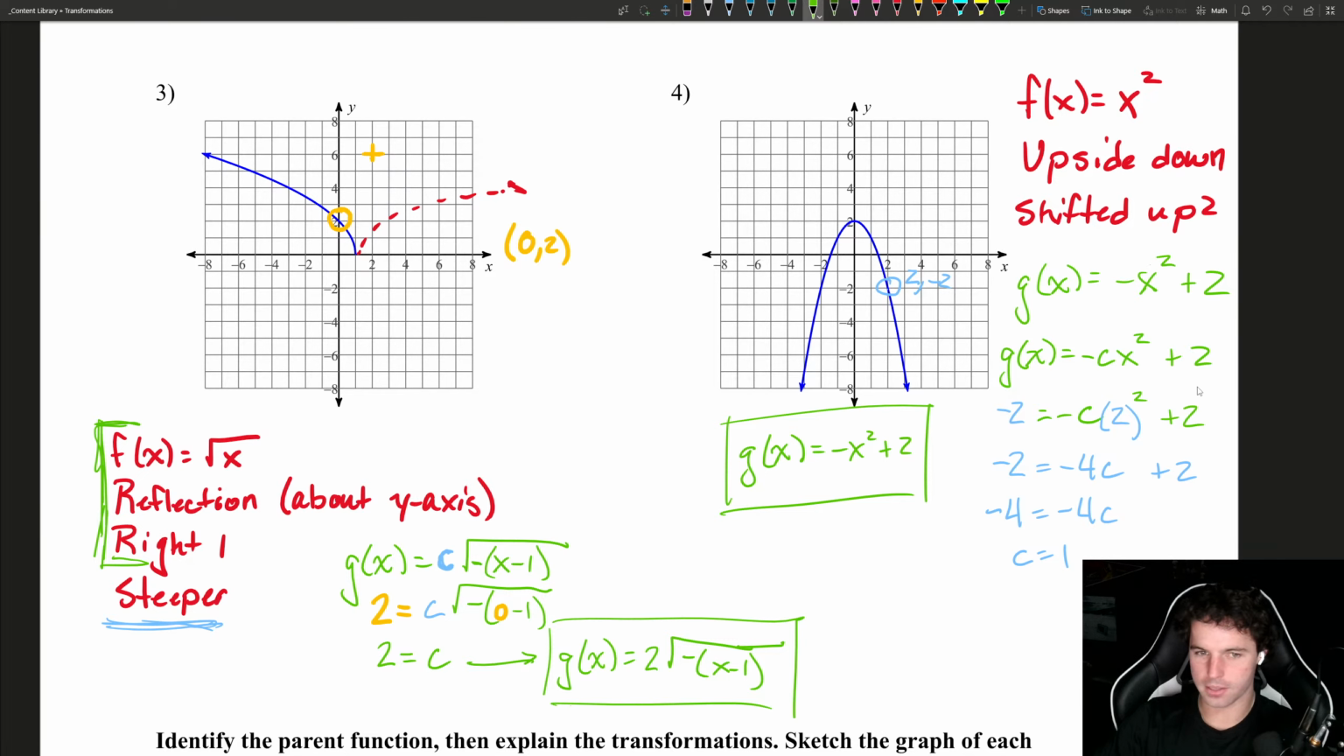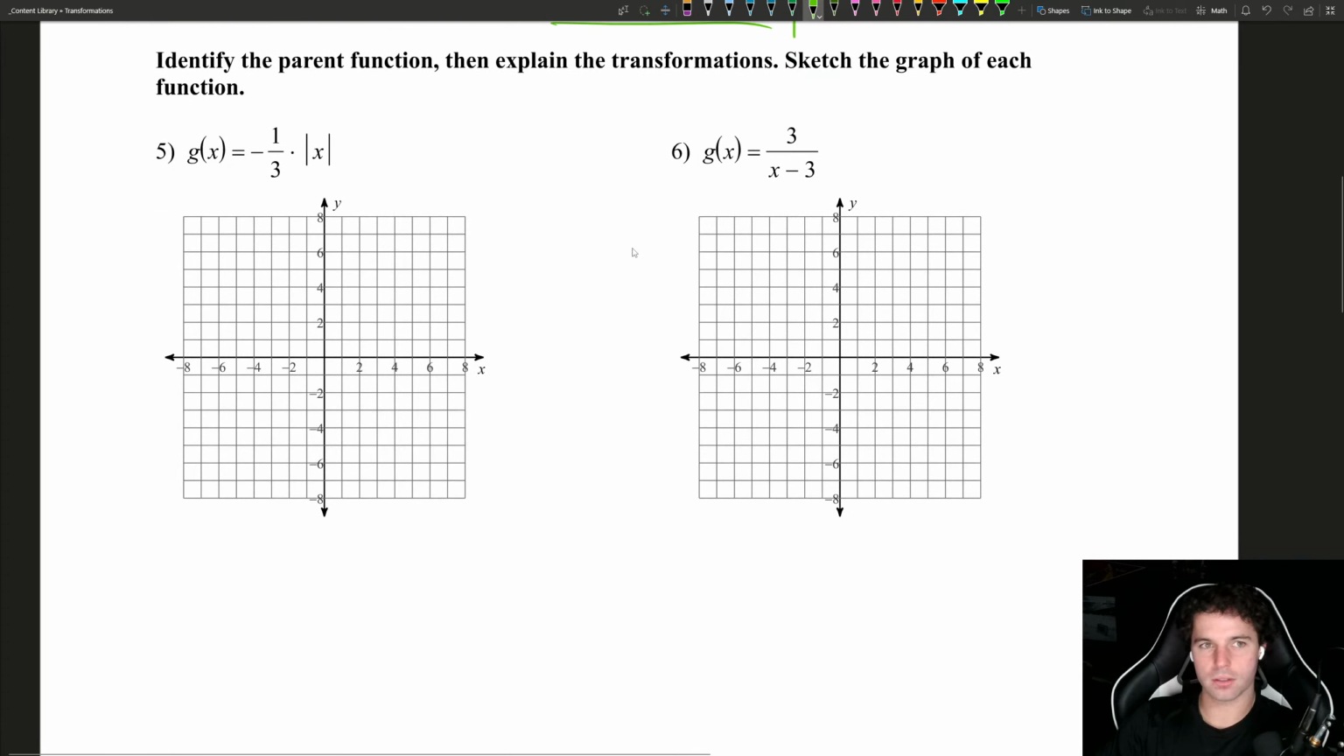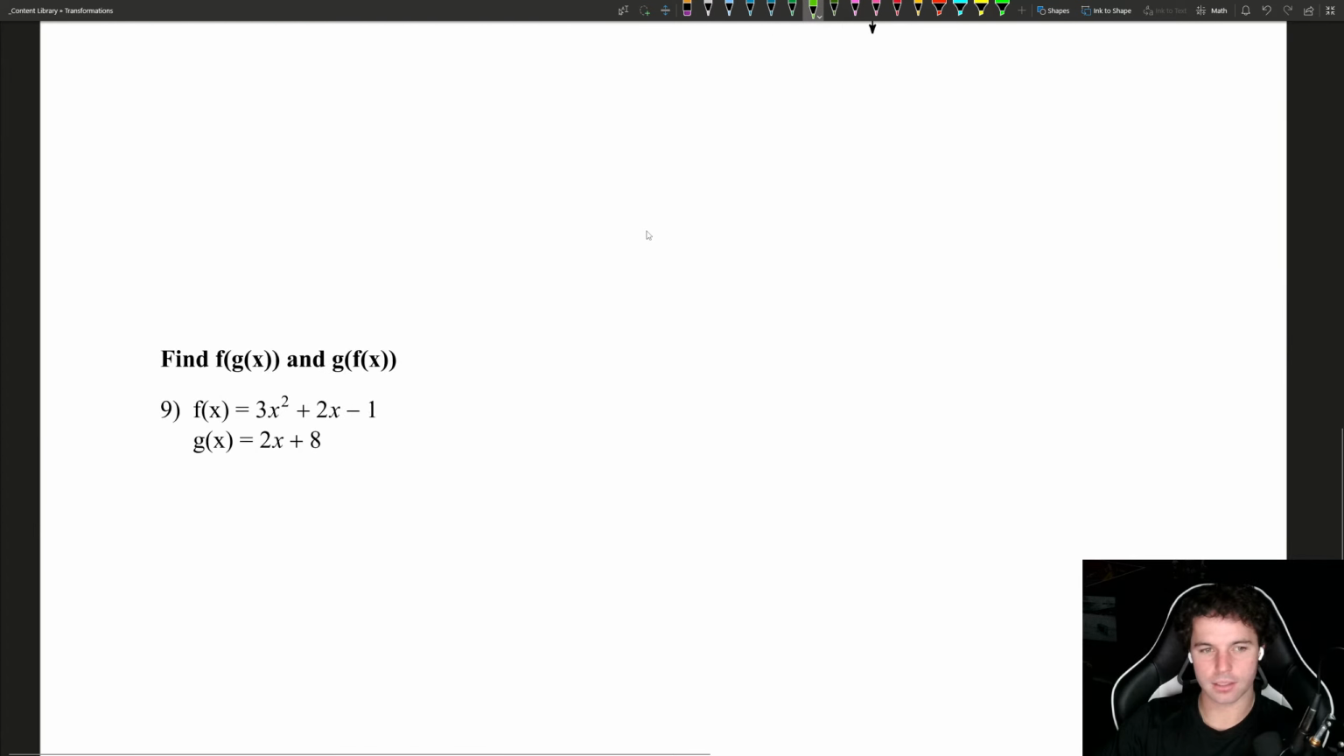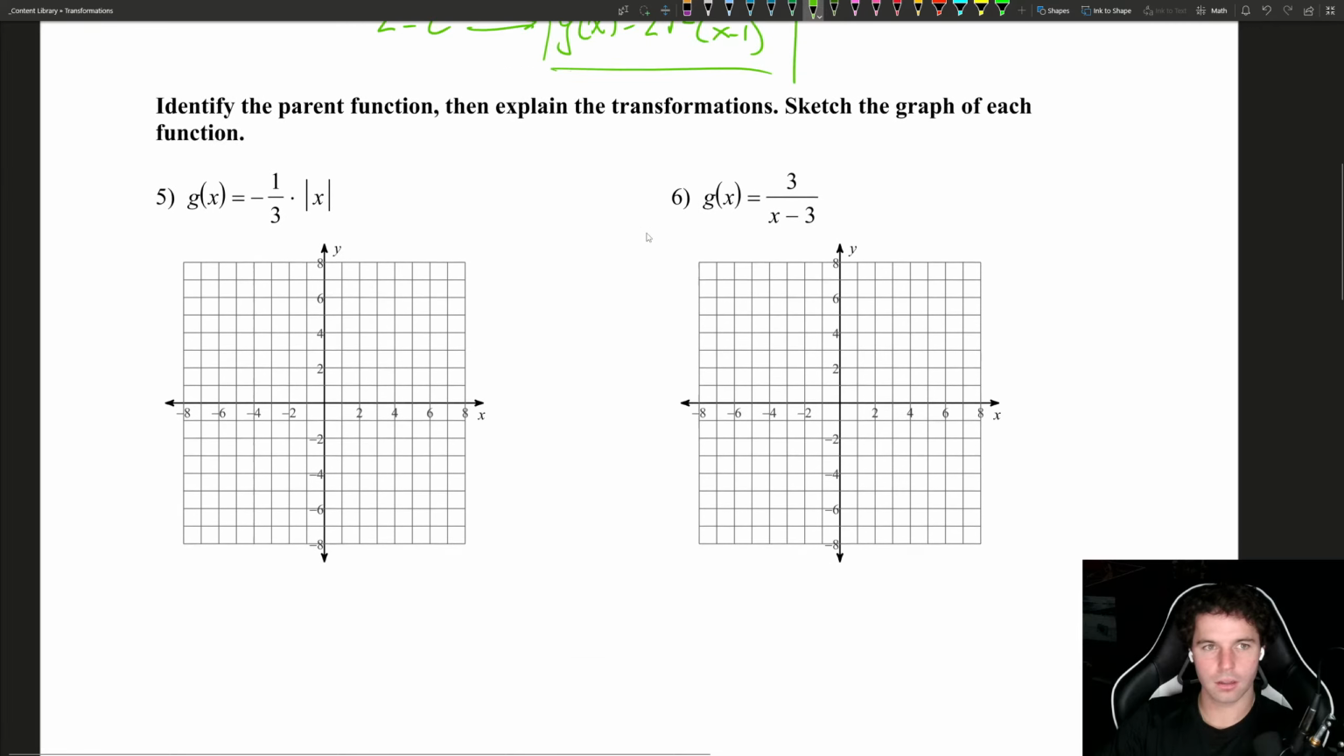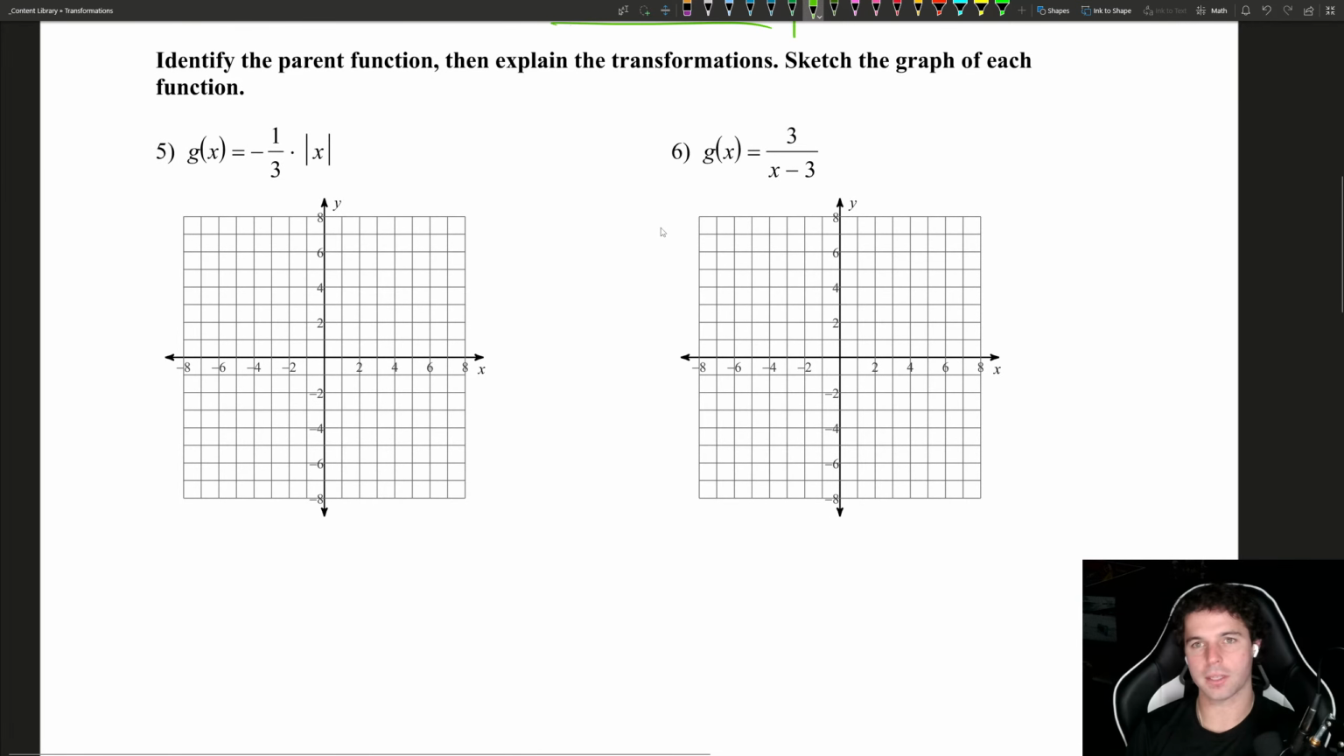All right, I'm taking that as a no. I'm taking that as everything seems good. So I'm going to scroll down, and we're going to do these 2 problems. Then we'll do the last couple. Okay, so identify the parent function, then explain the transformations, sketch the graph of each function.